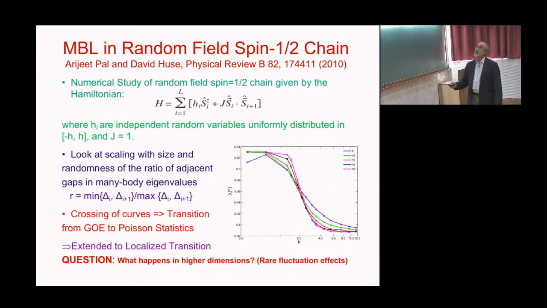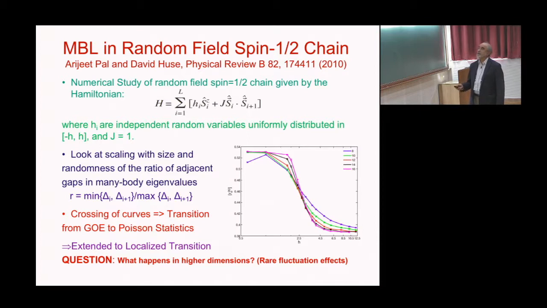Now, this is a one-dimensional model of spins, and there are many questions that obviously one has. What happens in higher dimensions? For example, De Roeck and co-workers have pointed to the fact that rare fluctuation effects actually destroy many-body localization in higher dimensions. On the other hand, that may happen at timescales that are not particularly relevant to some of the experiments, so one may still want to understand whether there's an approximate many-body localization at short lengths and experimental timescales.